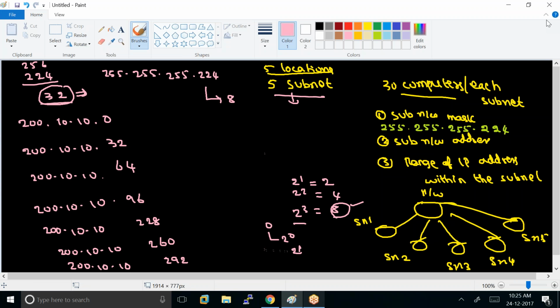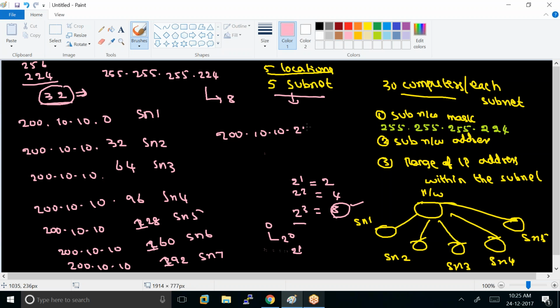Now you have the first subnet, subnet 1, subnet 2 address, subnet 3 address, subnet 4, subnet 5. Sorry, 128 plus 32 is 160, then 192, subnet 5, subnet 6, subnet 7, and 192 plus 32 is 224, so 200.10.10.224. Up to this we have all 8 subnets. Is it clear?